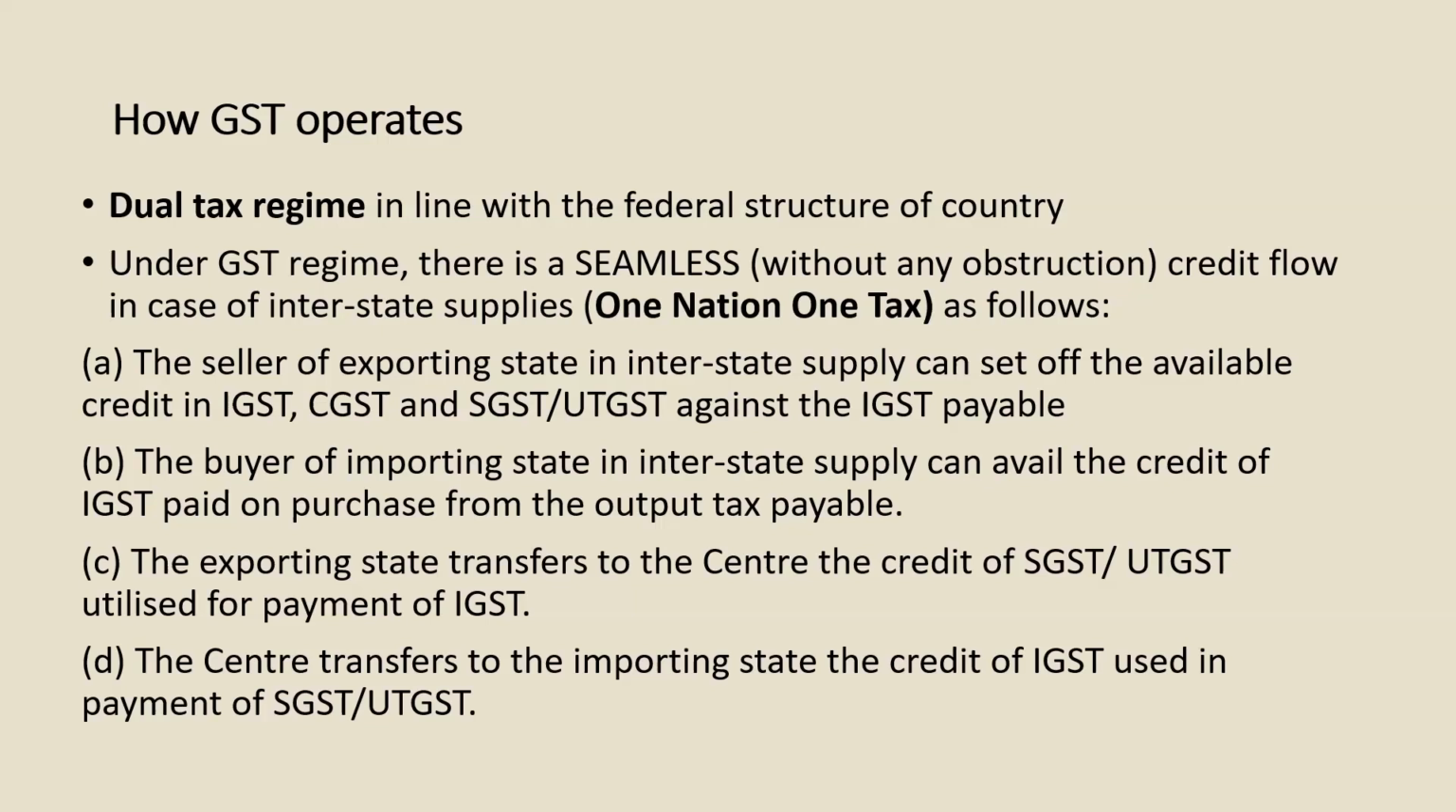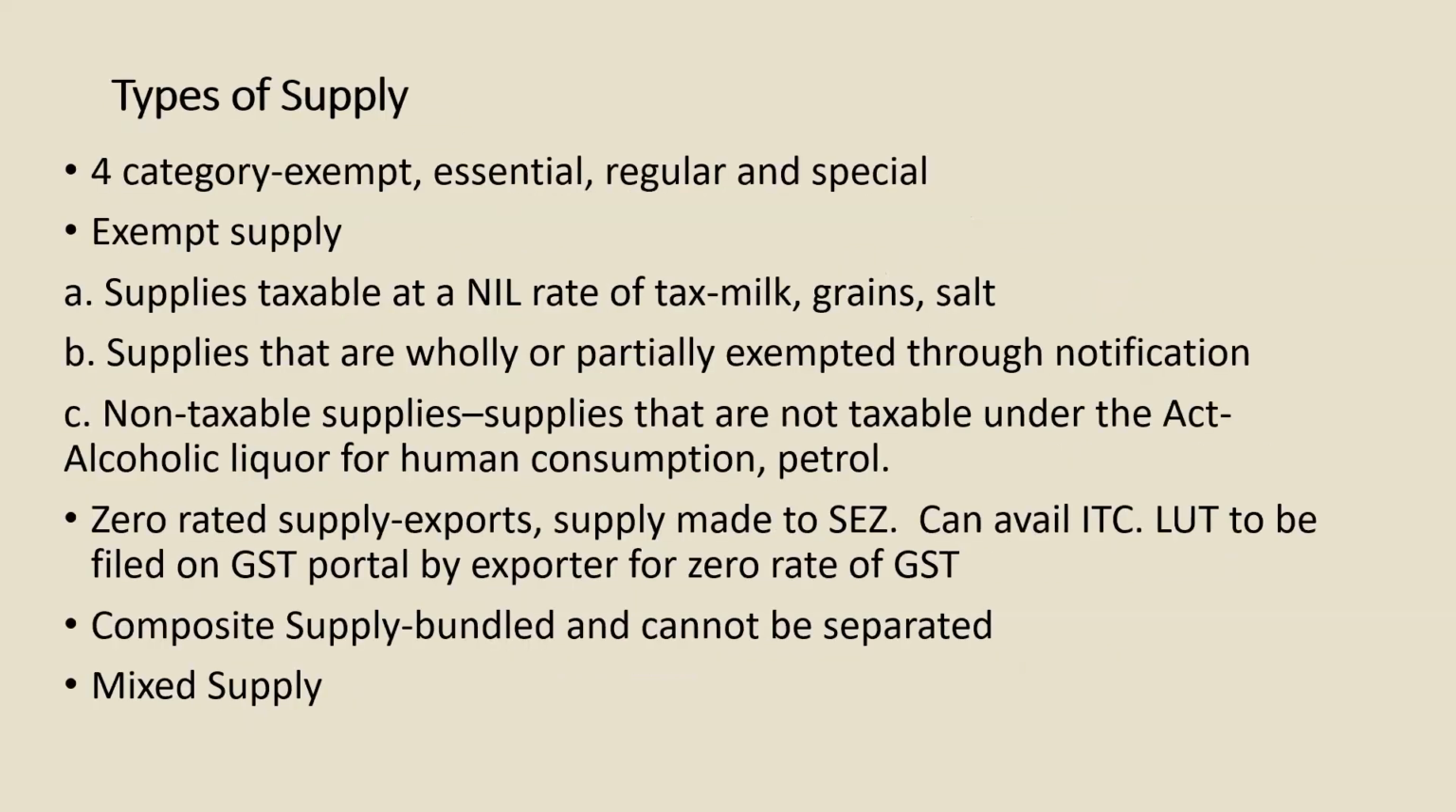Now, moving on to some other concepts here. What are the types of supply as far as GST is concerned? There are four categories. One is called exempt, essential, regular, and special. And there are different rates, as we will see. The rate of levy is different. Now, exempt, we have seen even charitable exempt. Okay, so the B part is what I'm saying.